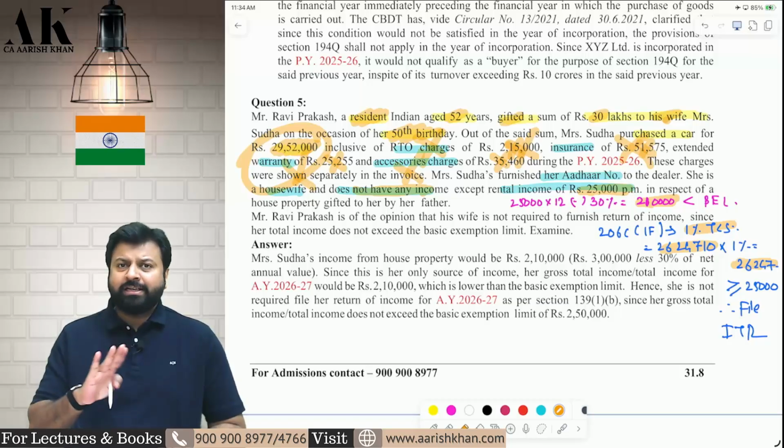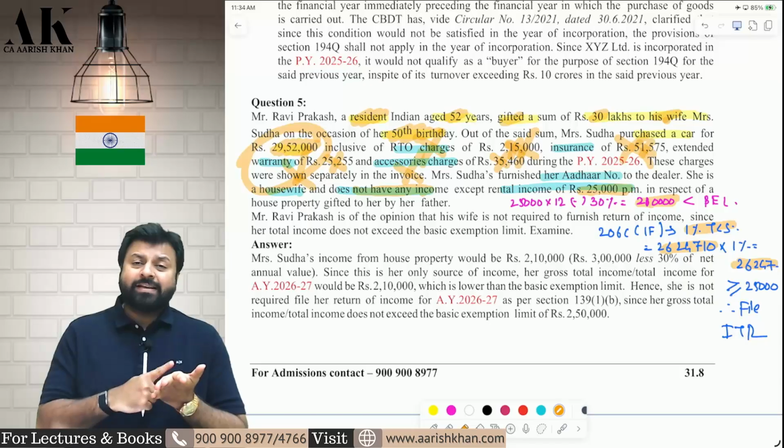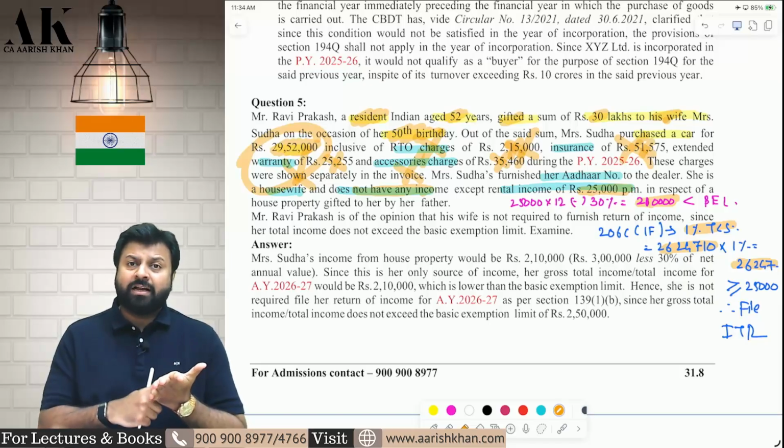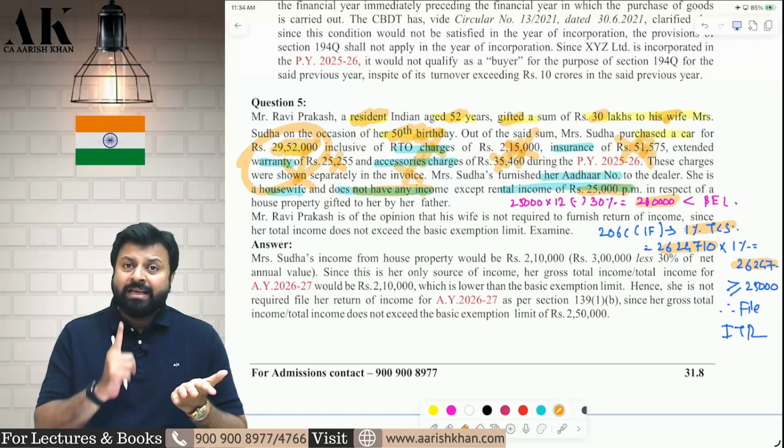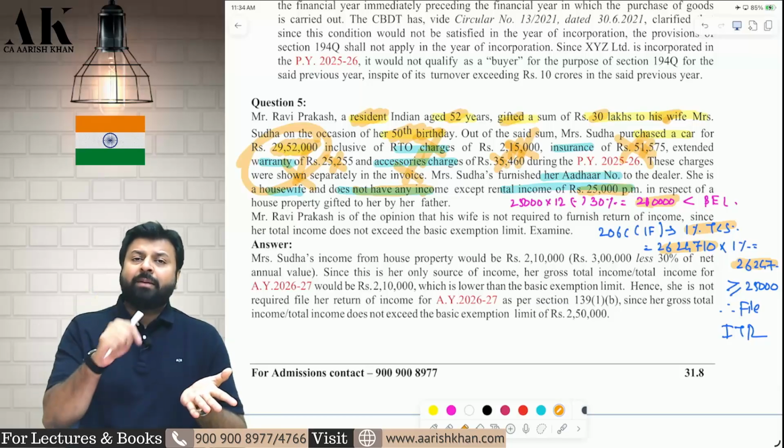Now, wife is not a senior citizen. She is less than 60 years and is resident. Therefore, remember, in section 139, subsection 1, it is written, if your TDS or TCS is greater than or equal to 25,000 rupees of a previous year, then you are liable to file the return.